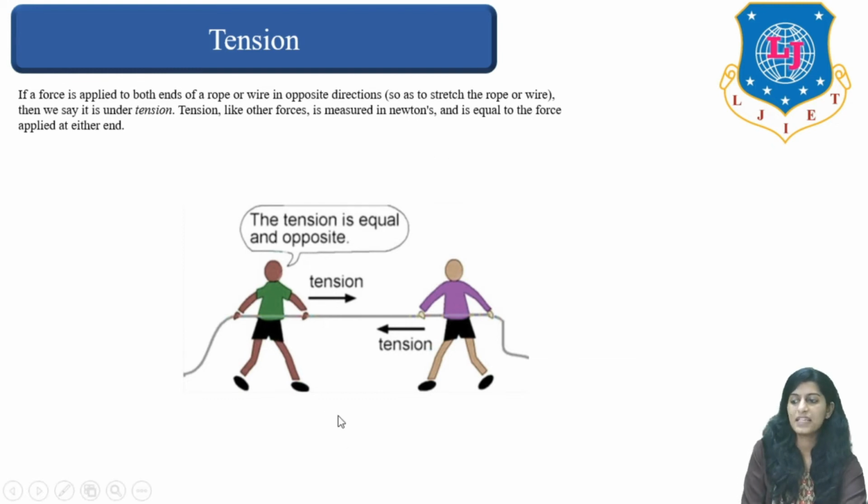So if you see here, there are two persons, they are holding a single rope, but at two different ends, and from both the ends they are trying to apply pressure or force in their own direction. The tension is basically a force which is equal and opposite in direction, right? Equal and opposite in direction, then it is termed as tension.